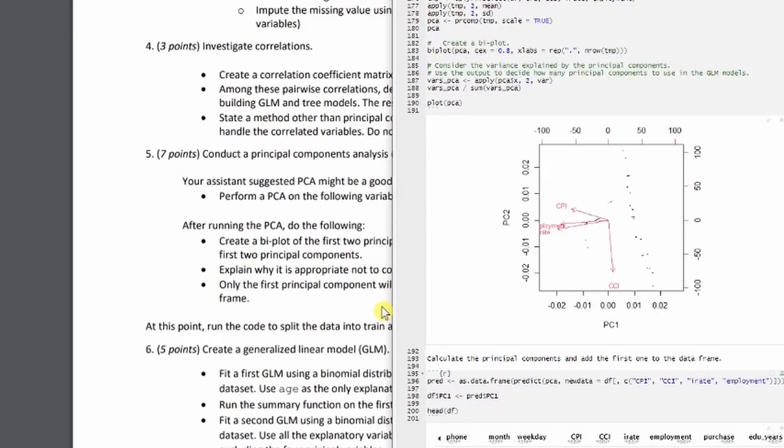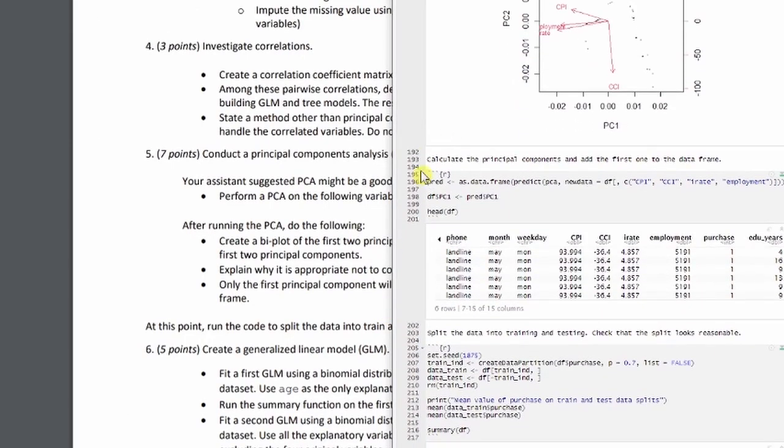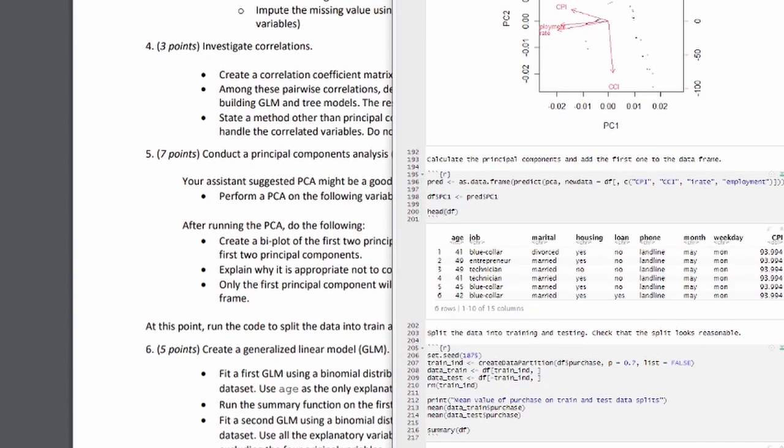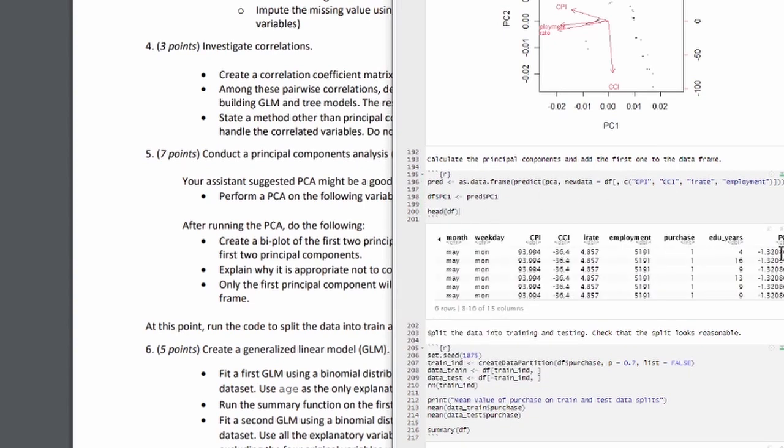So let's look here below, and we see it says red is equal to a new data frame, which takes in these columns, and then it creates a new column in our original data called PC1, which is just the PC1 part. And then if you look at the head of the data and go over to the end, you see there's PC1 that's been added to your data frame.